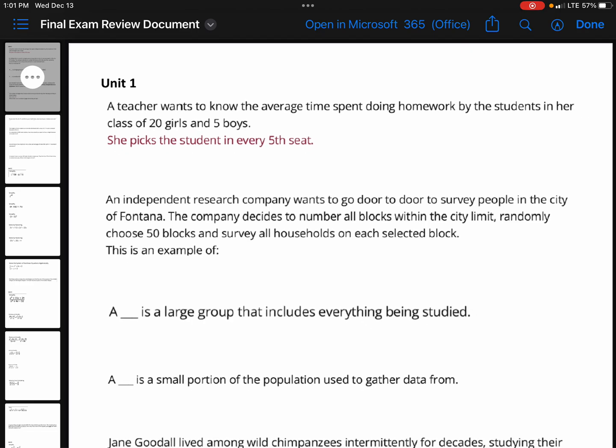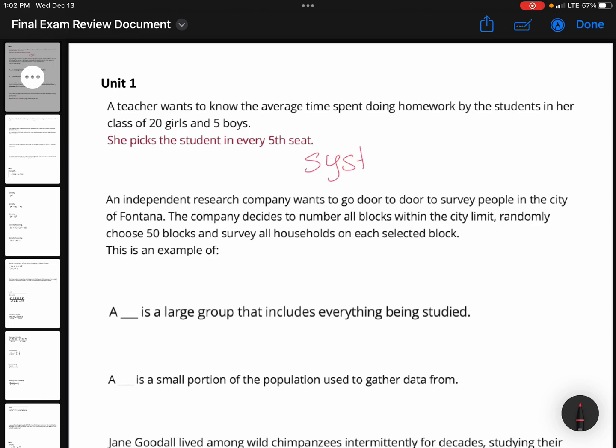So, first one, a teacher wants to know the average time spent doing homework by the students in her class of 20 girls and 5 boys. She picks the students in every fifth seat. So we're trying to decide what type of sampling this is. And since it does seem like we're doing every fifth one or every third one, then that is a system. So we would call that systematic sampling.